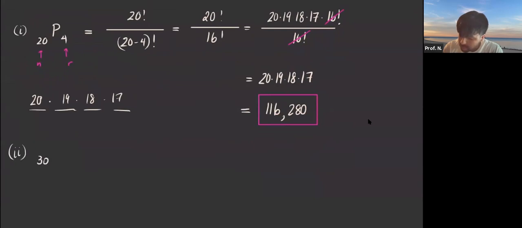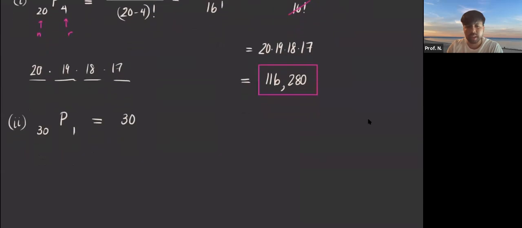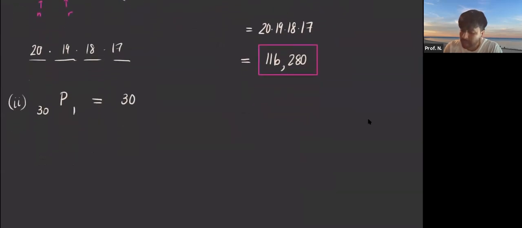How about 30P1? This should be quite straightforward. How many ways can I permute one thing out of 30 things? I only have one to choose from in a way. So I have one object and I have 30 possible objects. So there's only 30 to choose from, right? So that's kind of straightforward.